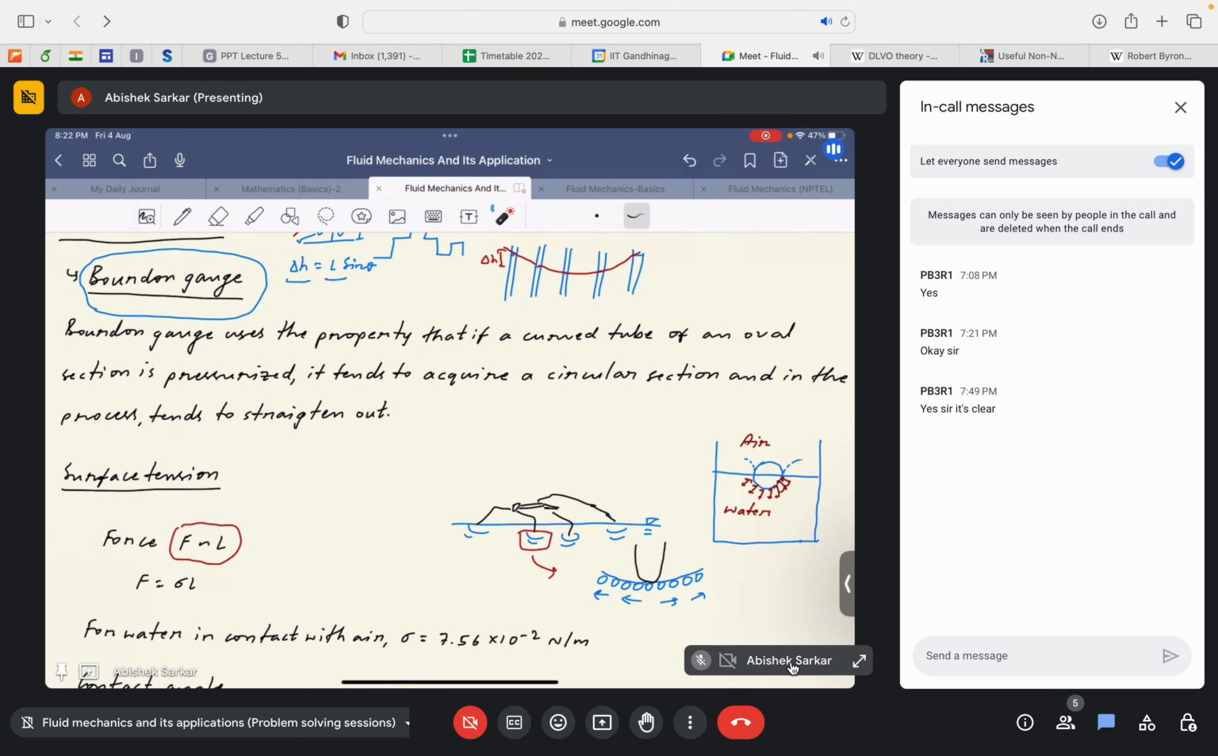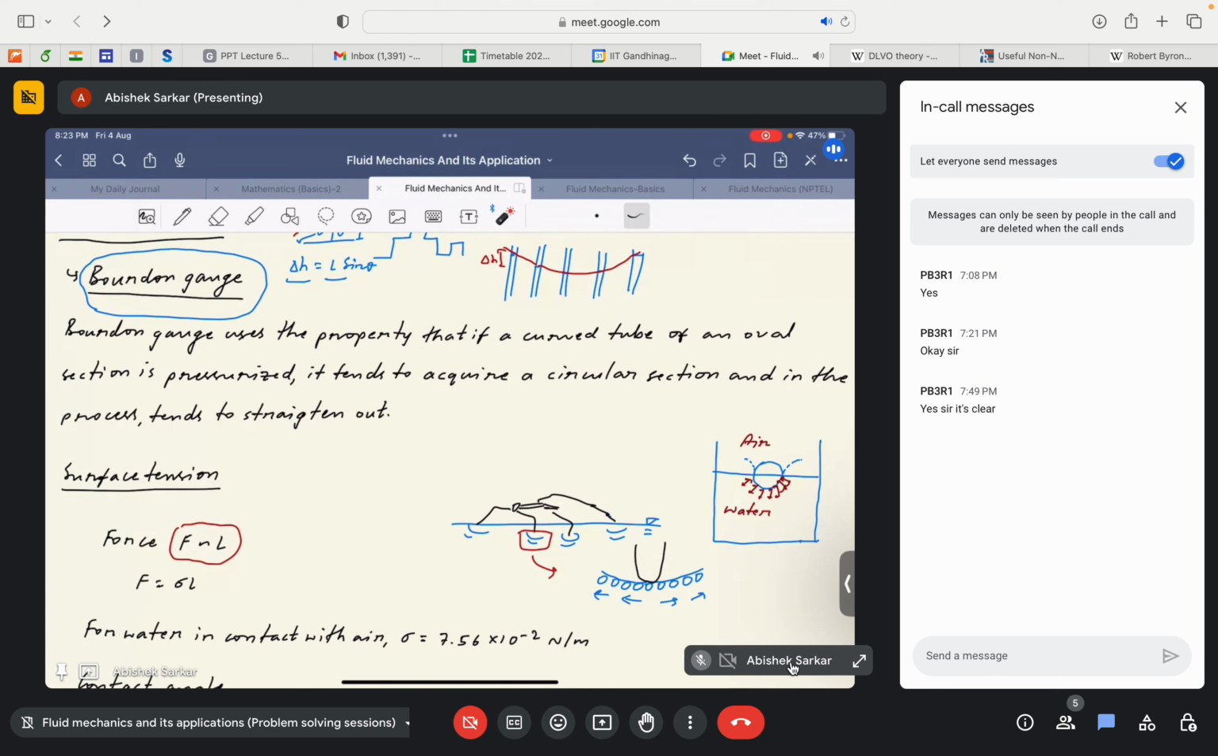Okay. So in this case, if we assume this liquid bubble to be spherical, the length of contact would be the circumference of this circular cross section, right? This would be the length of contact. Again, if we assume the legs of the insect to be cylindrical, the length of contact would be the circumference of the legs of the insect, right?